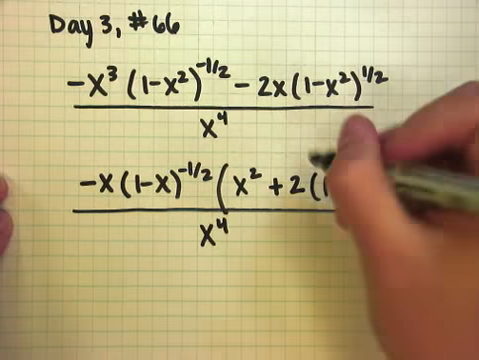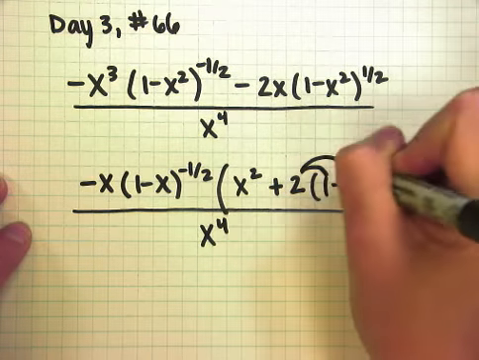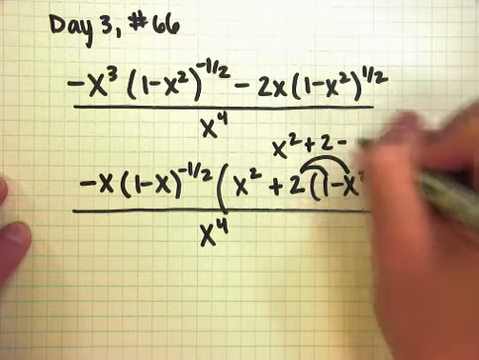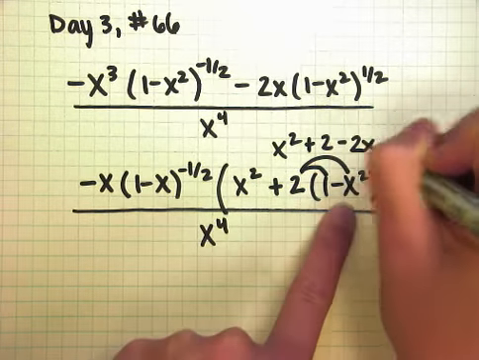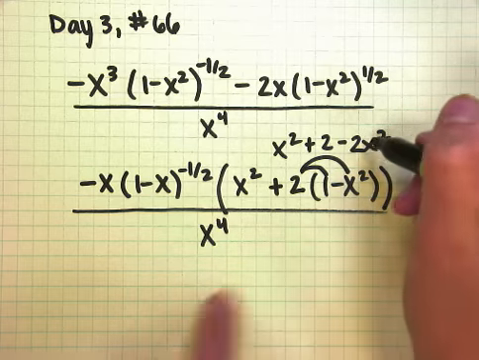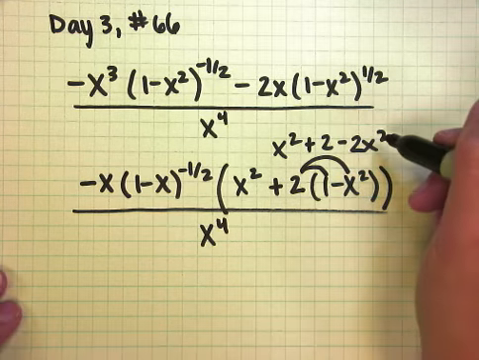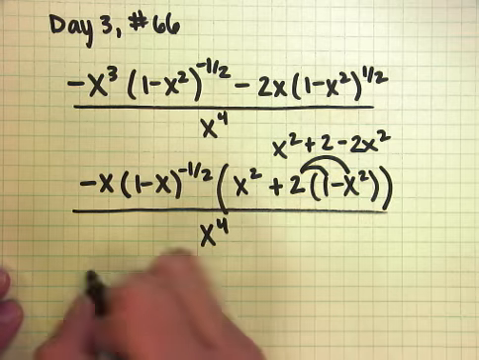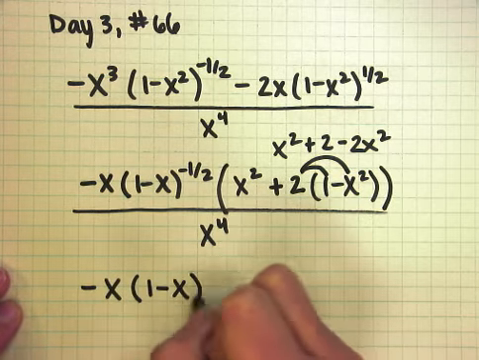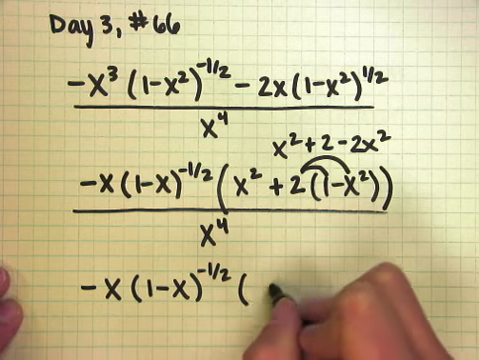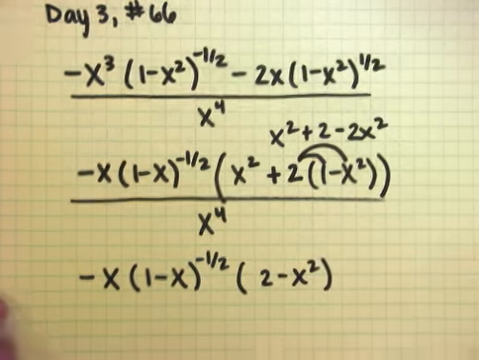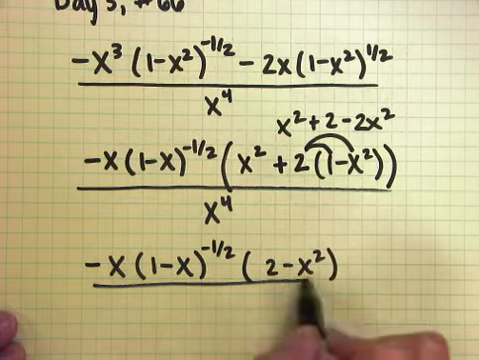So let's see, I can simplify in here now. I've got 2 times 1 and 2 times negative x squared. So I've got x squared plus 2 minus, let's see, 2x squared. And x squared minus 2x squared is going to simplify to just a negative x squared. So I've got minus x times 1 minus x squared to the negative half times 2 minus x squared. And this is all over x to the 4th.